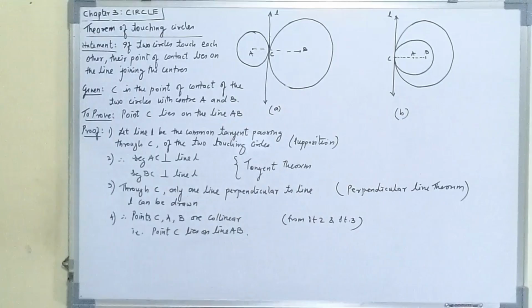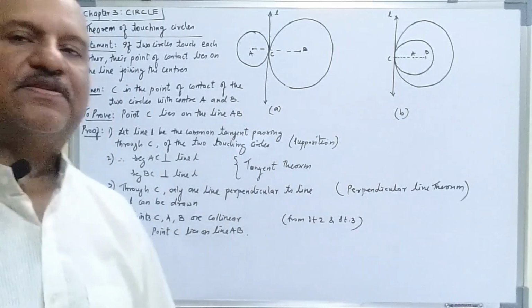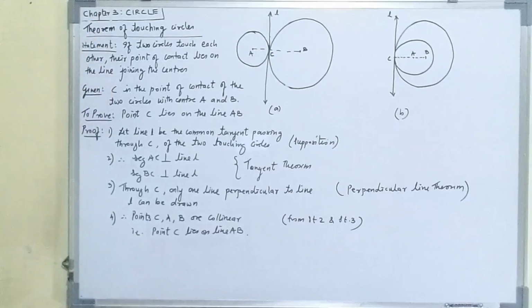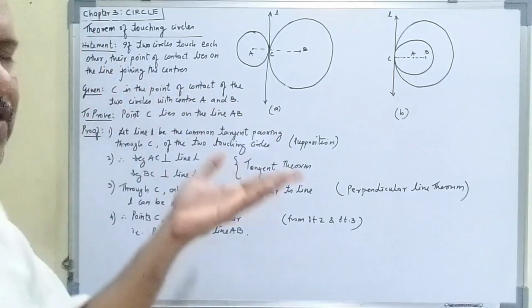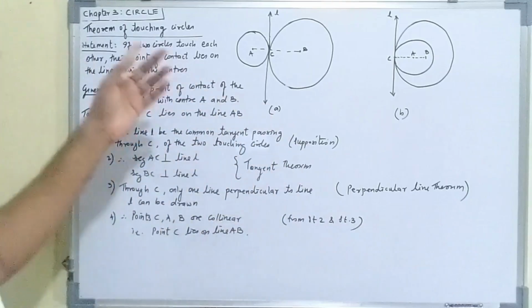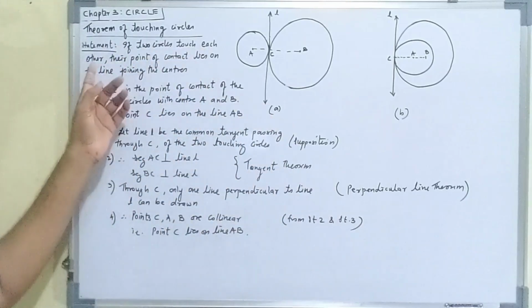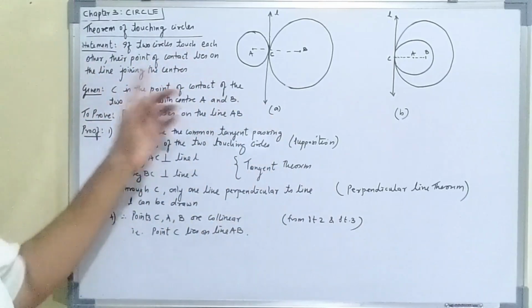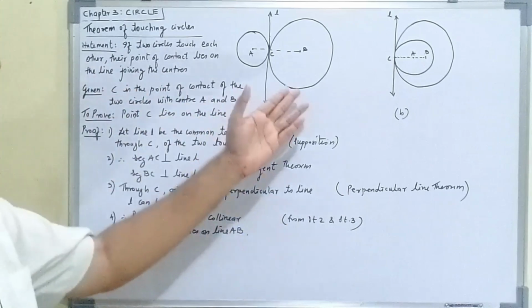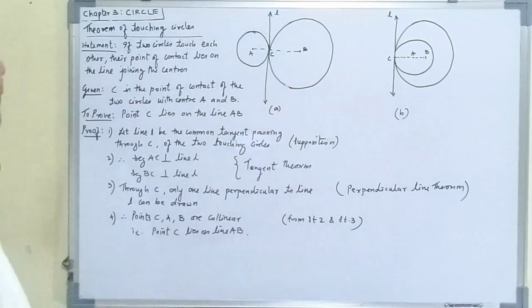ये हमें प्रूव करना है. We have to prove this. Okay, so let's read the statement of the theorem of touching circles. मैंने जो अभी आपको बताया वही statement है. If two circles touch each other, their point of contact lies on the line joining the centers, whether externally or internally.